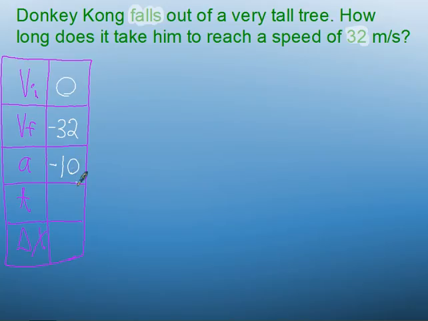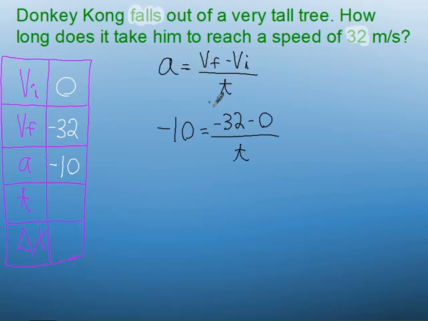Now, rather than listing all of the possible equations, I'm just going to tell you that this one does the trick. You can look at the other ones for yourself. This is the one that's going to help us find t, which is what we're after on this one. After plugging in the numbers, I get this. And with a bit of algebra, you get 3.2 seconds, which makes sense because he got 10 faster every second to reach 32.